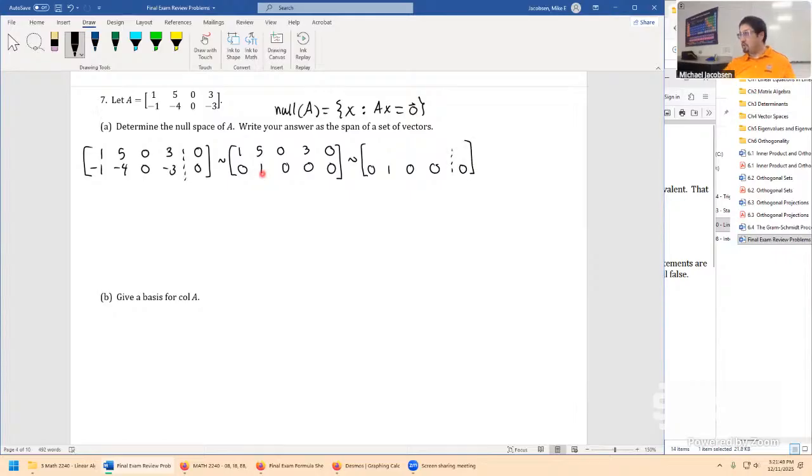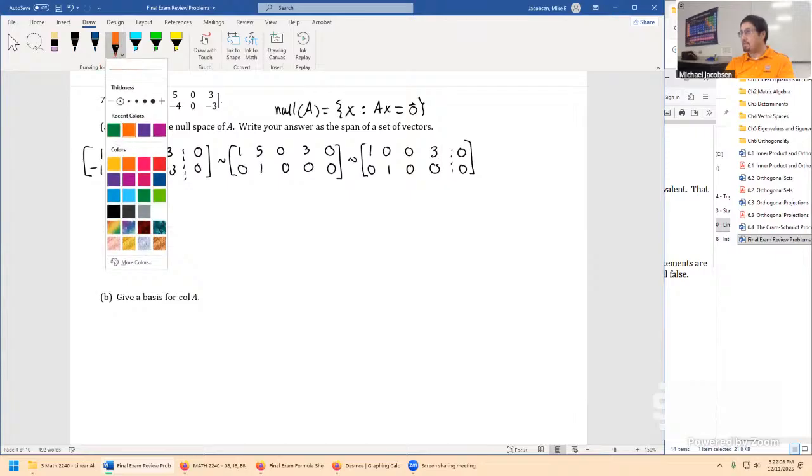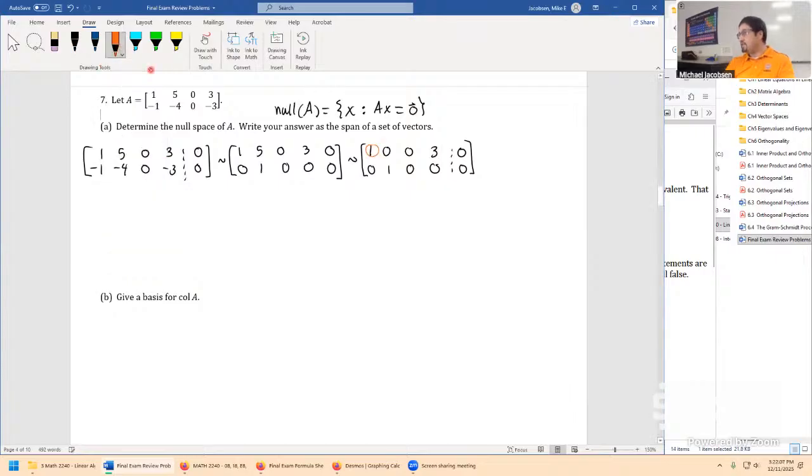Take -1 times this row, add it to the row above, and we get 1. I'm not sure if I said -1 or -5. Definitely take -5 though. That'll eliminate the entry above, and we get 1, 0, 0, 3, 0. And this also identifies, at the same time, the pivots of the matrix A. That means we have a basis for the column space right at that step as well. So let's write that in.